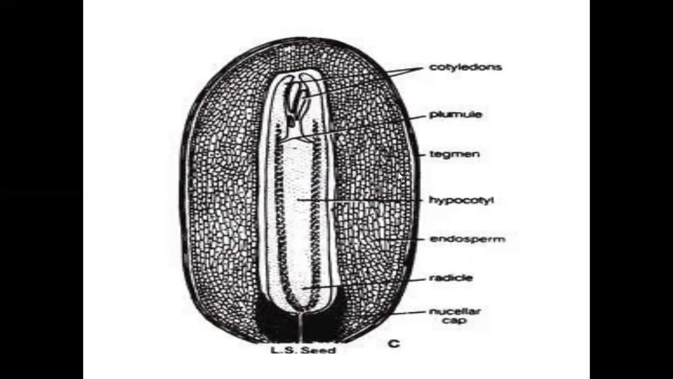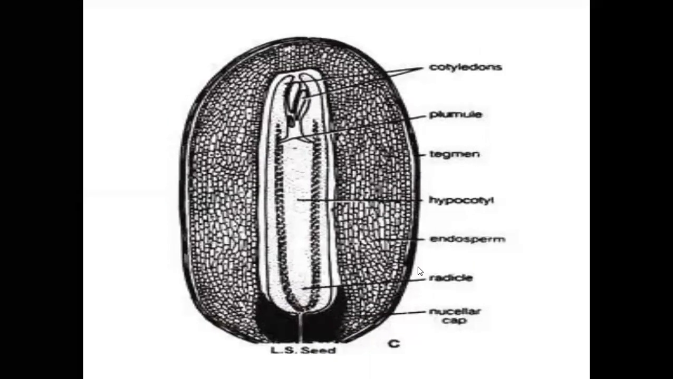Below the seed coat, below the testa and tegmen, haploid cells are present in a large quantity. The haploid cells are called endosperm. It is a nutrient tissue. The nutrient tissue is called endosperm. The endosperm supplies nutrients to the developing embryo.